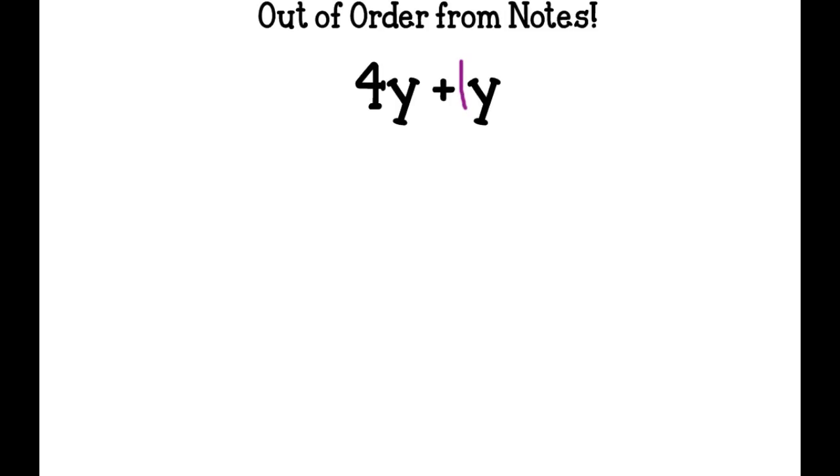So then we look, are these variables the same? Yeah. Do they have the same exponent? Yes. So I can take 4y plus 1y. I can add those together because they're like terms. So 4y plus 1y would just be 5y. I circle it, and that is all I have to do.